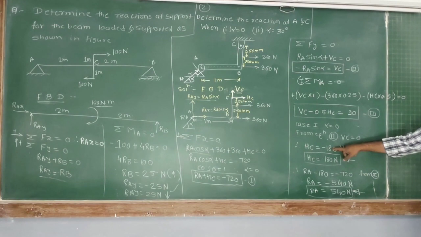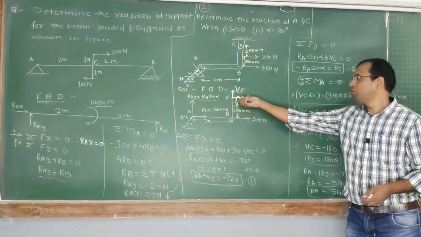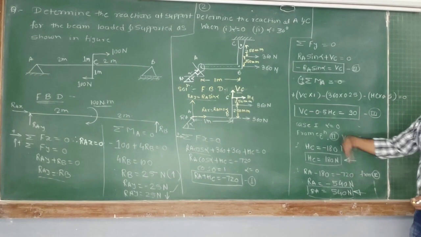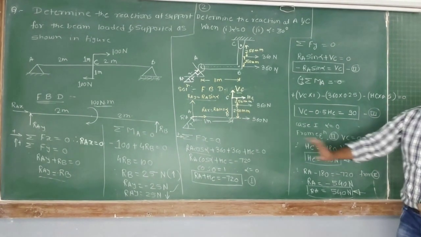So you will get HC is equal to minus 180 Newton. The minus sign indicates that the direction we initially considered is wrong, so we have to rearrange the direction. Initially we considered this direction of HC towards the right, but it is minus now, so you have to change that direction. So HC is equal to plus 180 Newton, towards the left.